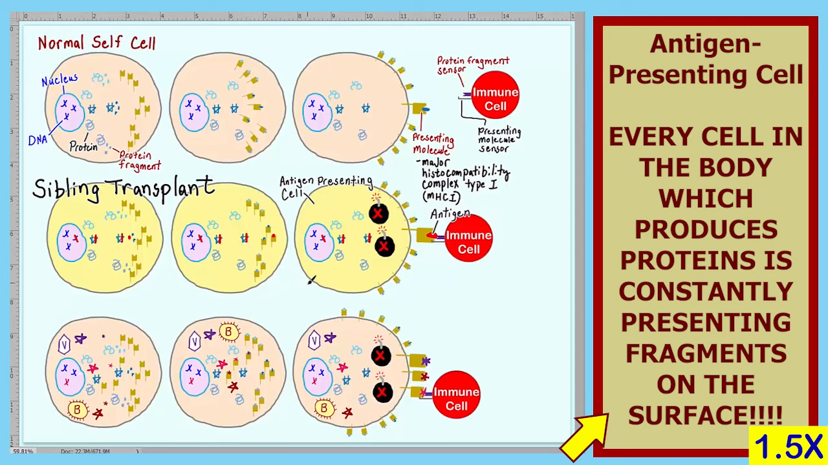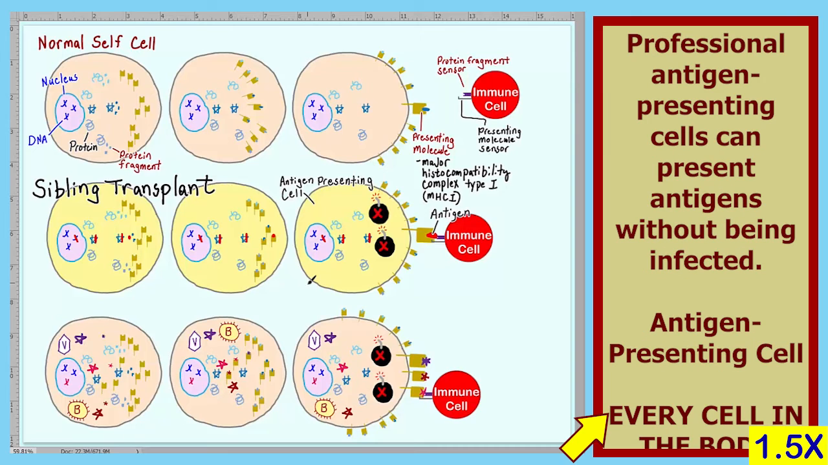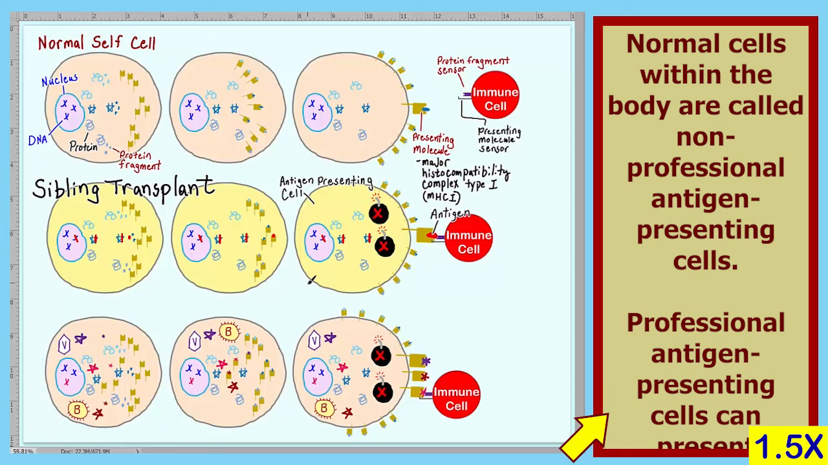However, in order to present these antigens, they must be infected and eventually be killed. There are other cells within the body which are capable of engulfing entire viruses and bacteria, digesting them completely, and presenting these fragments on their surface without being infected. These cells are called professional antigen-presenting cells. We will discuss these in a later lecture. Normal cells within the body are called non-professional antigen-presenting cells.